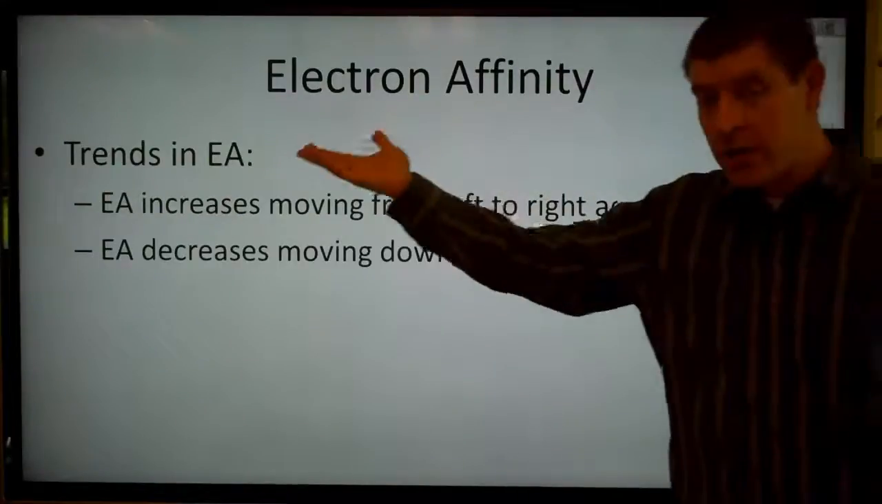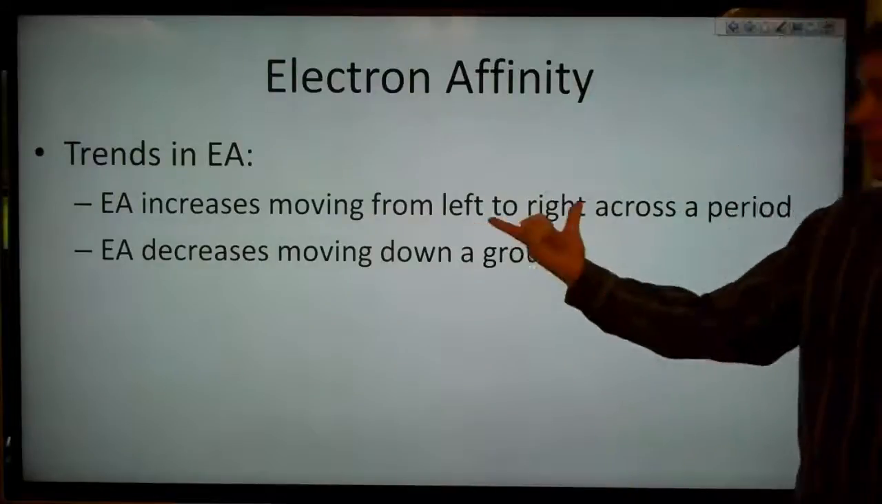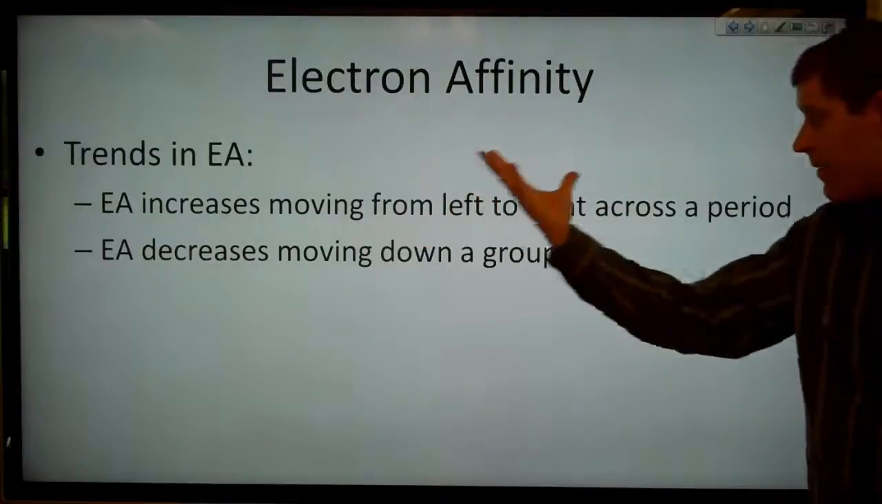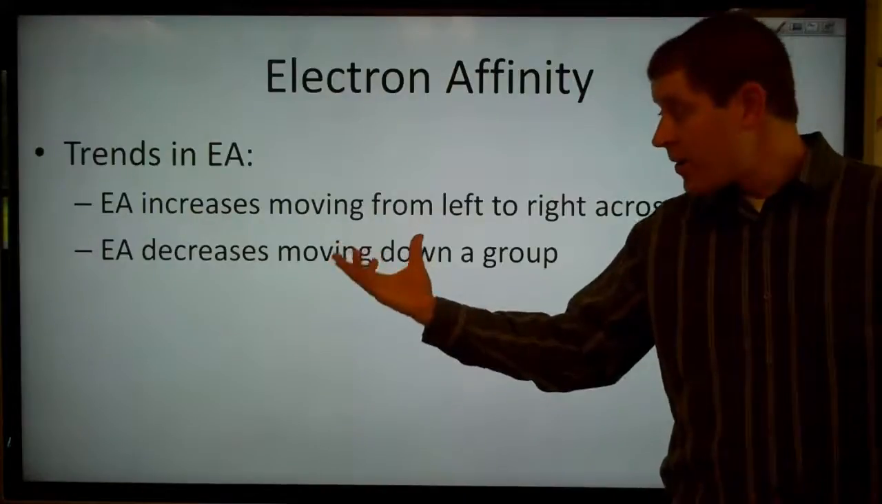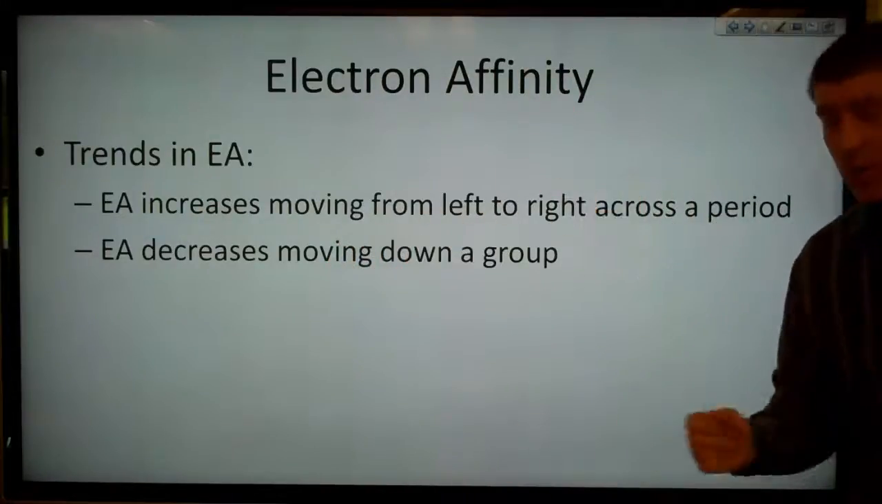So the trends in electron affinity are: electron affinity increases as we move from left to right across a period, and the electron affinity decreases as we move down a group.